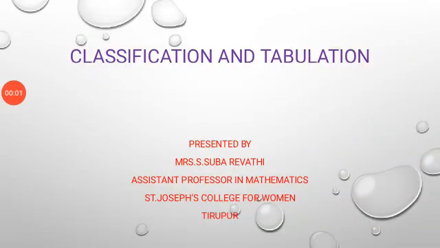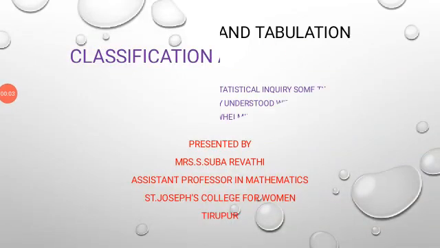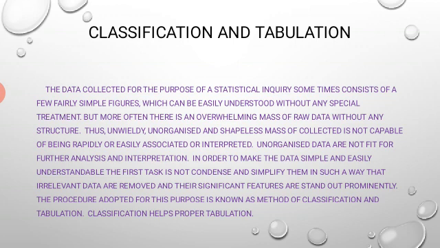Today we discuss the classification and tabulation of data. The data collected for the purpose of a statistical inquiry sometimes consists of a few fairly simple figures which can be easily understood without any special treatment, but more often there is an overwhelming mass of raw data without any structure. This unwieldy, unorganized and shapeless mass of collected data is not capable of being rapidly or easily associated or interpreted. Unorganized data are not fit for further analysis and interpretation.